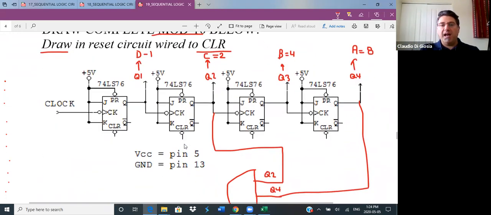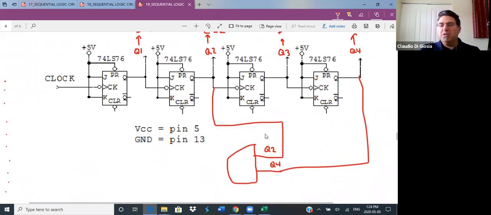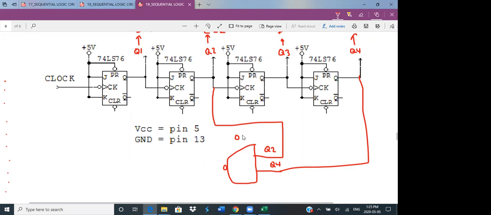So that's what I'm showing here. I'm tapping off of a counter. Without this reset circuit, this would count from 0, 0, 0, 0 to 1, 1, 1, 1, which is 0 to 15. But now that I'm taking Q4 and Q2 going into this guy here, which is an AND, which is a 0, who remembers what this was? A NAND gate.